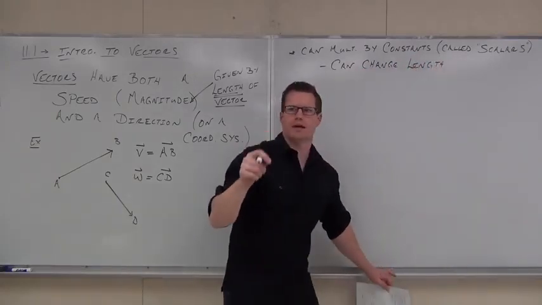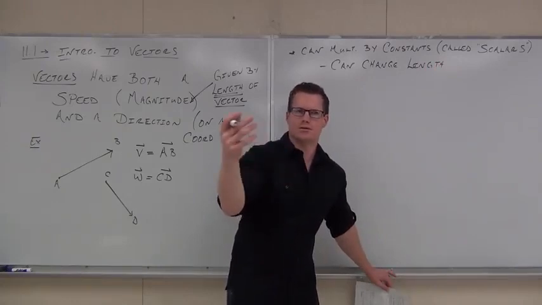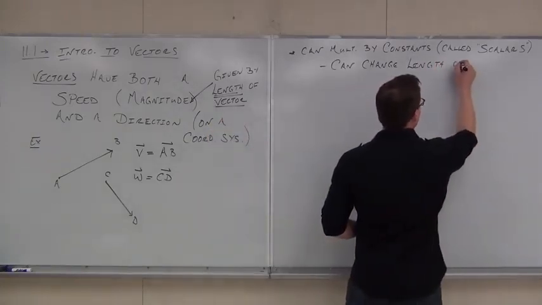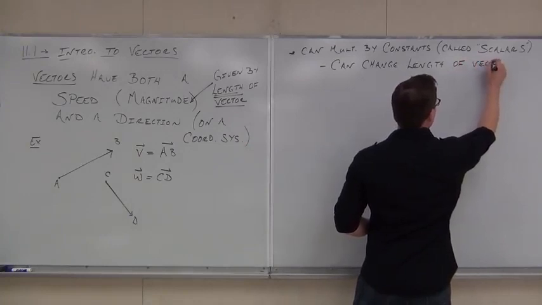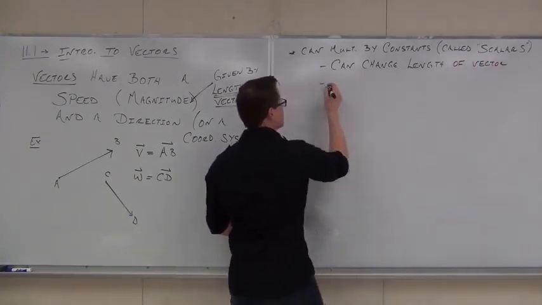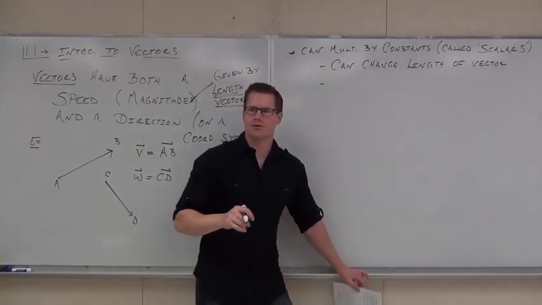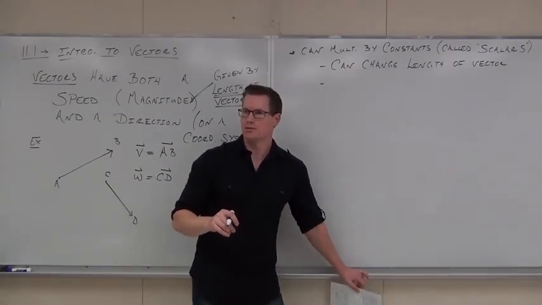Quickly, what's the other word for the length of a vector? What is that called? Magnitude. So change the magnitude, or they can reverse. Are they always constant?